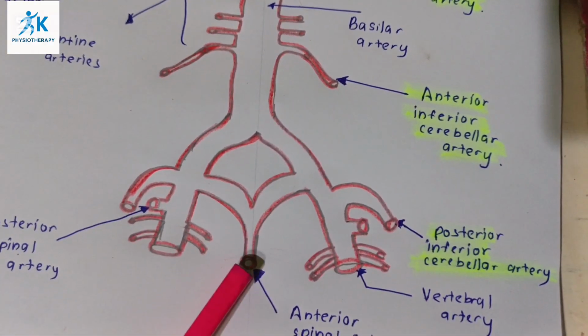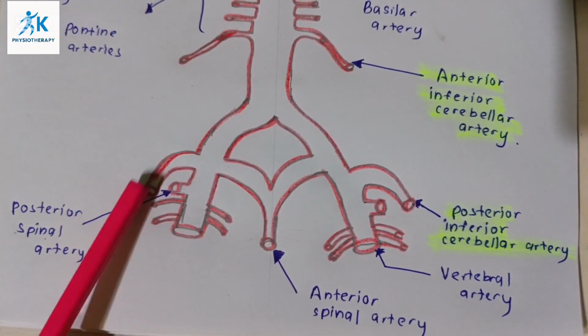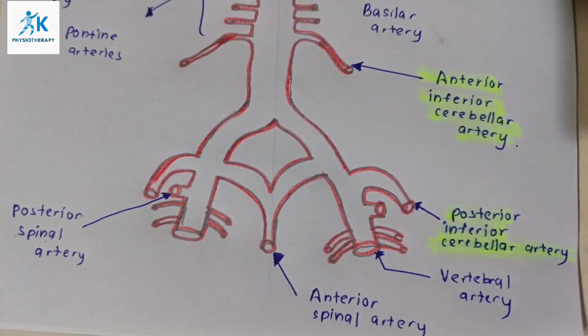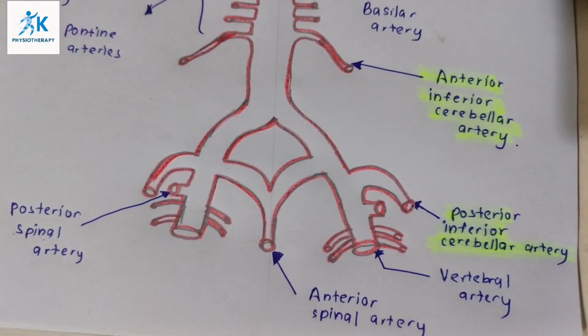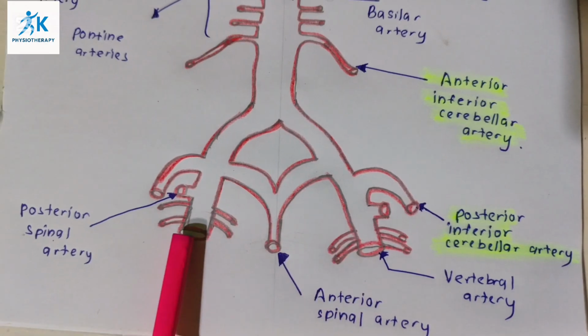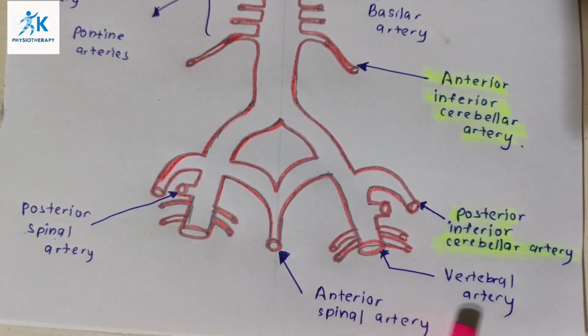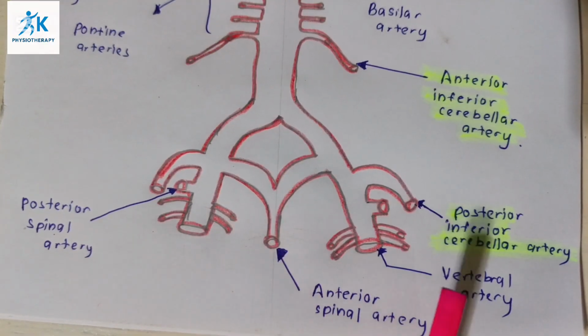This posterior inferior cerebellar artery, the anterior inferior cerebellar artery, and the superior cerebellar artery supply the cerebellum. Then this is the anterior spinal artery and posterior spinal artery. They are supplied by the vertebral arteries, and the main supply is to the posterior spinal cord. These two vertebral arteries are the left side vertebral artery and right side vertebral artery.